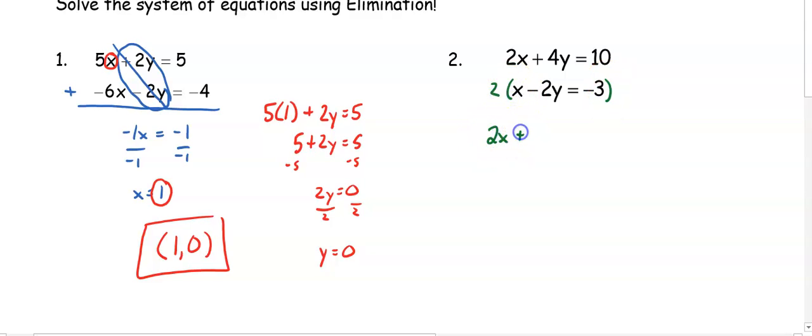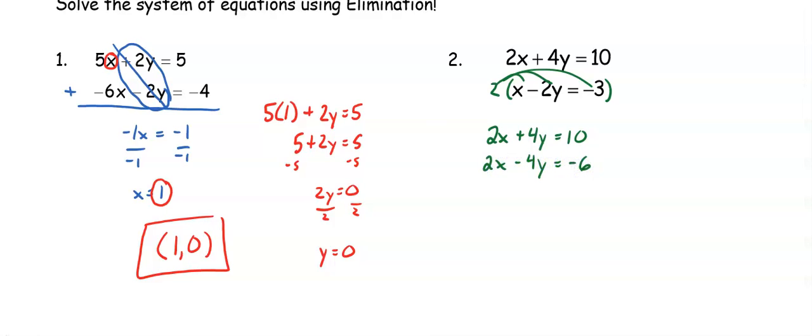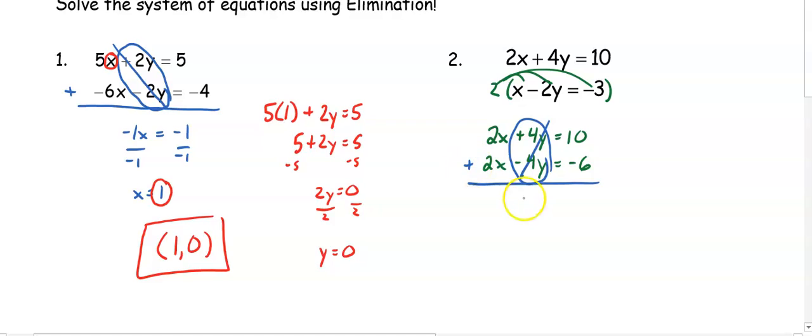So the first equation gets rewritten the same way it was. The second equation, everything gets multiplied by 2. 2x minus 4y equals -6. Now, just like before, our y's have opposite coefficients, so they cancel out, and we add. So we're left with 4x equals 4. We divide by 4, so x equals 1.